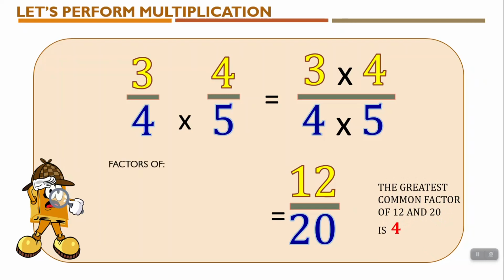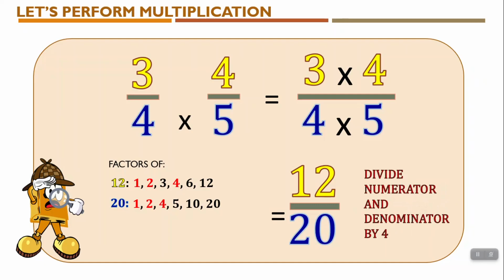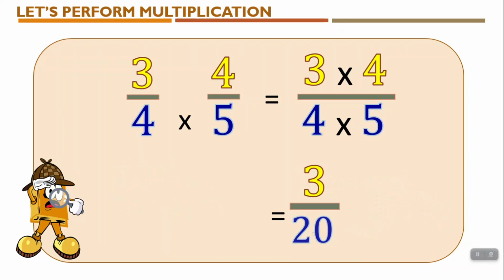And let's check how that works. The factors of 12 are 1, 2, 3, 4, 6, and 12. And the factors of 20 are 1, 2, 4, 5, 10, and 20. We can see that the common factors of both 12 and 20 are 1, 2, and 4 in red. And the greatest common factor, the greatest number that is the same, is 4. So if we divide 12 and 20 both by 4, we will get our answer in lowest terms. 12 divided by 4 is 3, and 20 divided by 4 is 5. Now, if you started off dividing by 2, your answer would still not be in lowest terms, and you would have to divide by 2 again. So it is best to use the greatest common factor from the beginning to divide by.